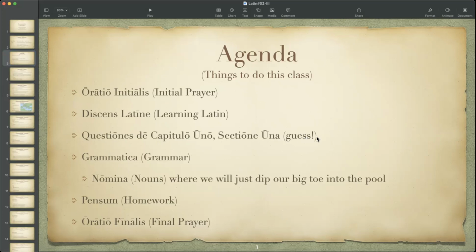Now, when I say questiones, anybody want to guess what that word is? If you're going to guess, you've got to unmute your mic. Questions? Right. So you already were exposed a little bit to the Familia Romana, which hopefully, as you read along, was pretty easy to pick up from the context and the subject.